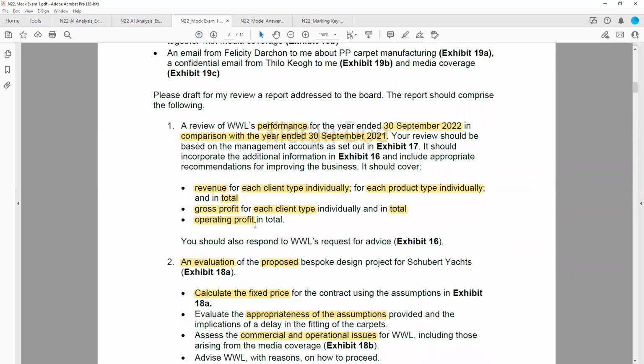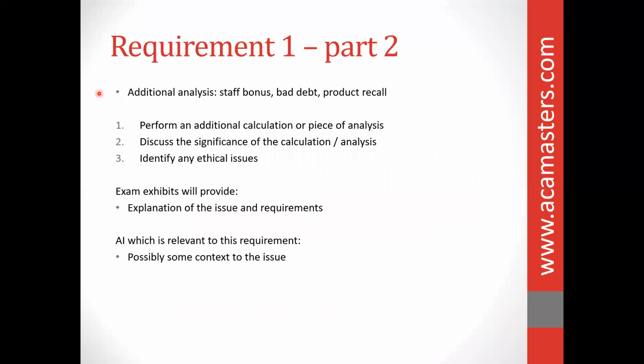As you will see here, there usually is a separate part to requirement one. And you can see here that we should also respond to the request for advice in Exhibit 16. This is less predictable, I think, than the main analysis to requirement one, because it could be on a different matter. It's usually flagged in the AI, so it could be a staff bonus issue, a bad debt issue or a product recall. There's usually something flagged in the AI. We had here about buying groups as well, which was another potential requirement one additional point for this case study.